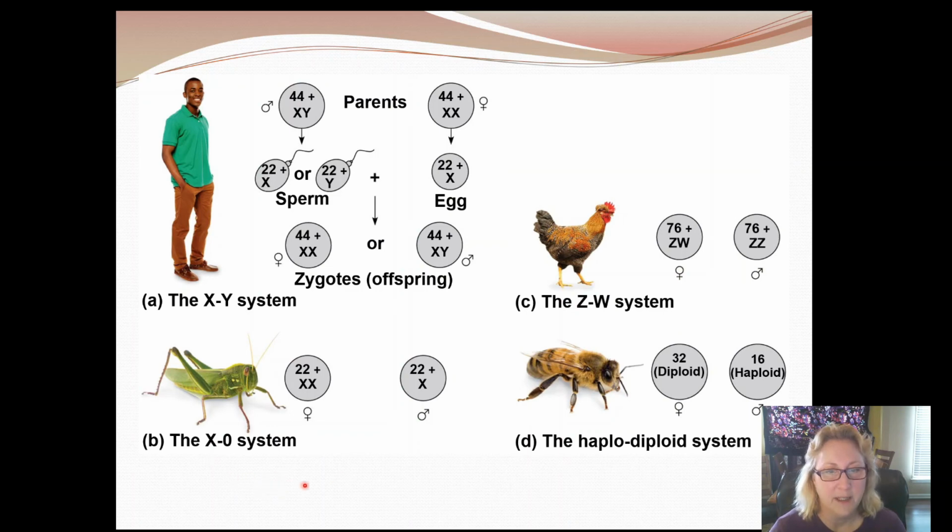For many insects, a single X chromosome develops as a male, and any number greater than one X chromosome develops as a female. So XX, XXX, four X's, that's all going to be a female, and a single X is a male. And this is very similar to what we see in the fruit fly, which we'll talk about. For fruit flies as well, one X is male and multiple X's is female.